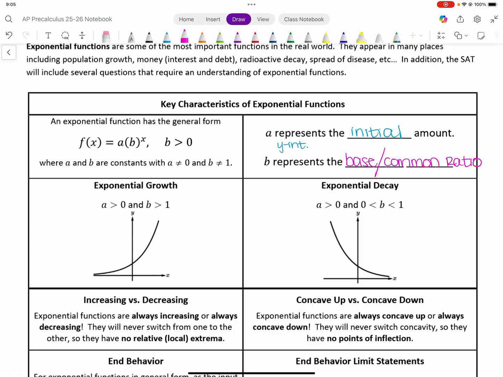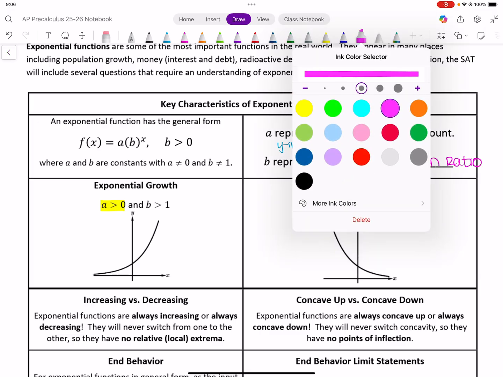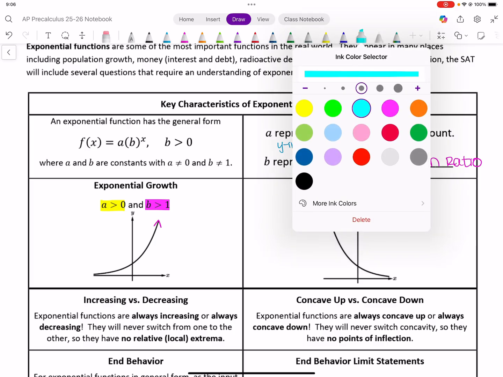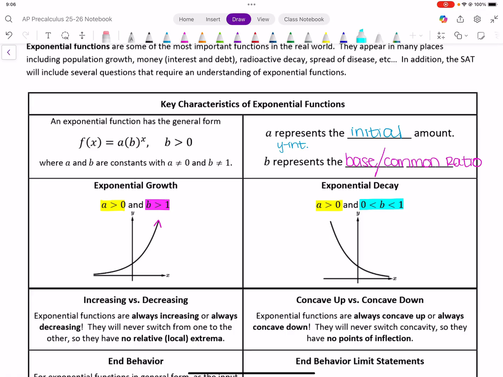If a is greater than 0, so for both of these we're looking at a greater than 0. If b is greater than 1, that is when we have exponential growth. So we are growing as x increases. However, if b is between 0 and 1, that means our common ratio is smaller than 1, so we get exponential decay. So as x increases, our y value will decrease, getting closer and closer to 0.